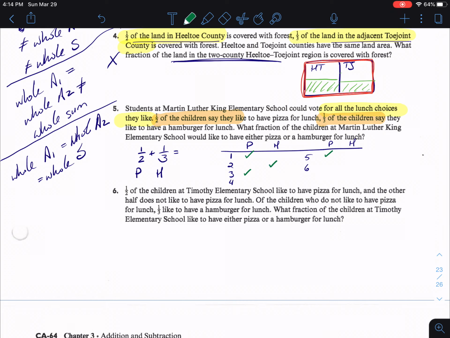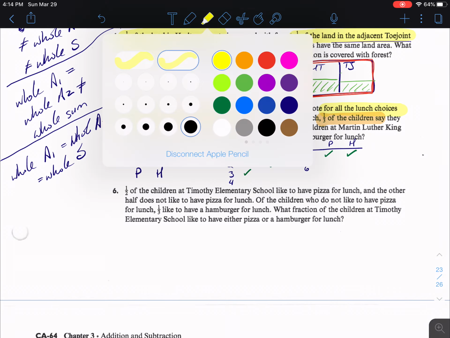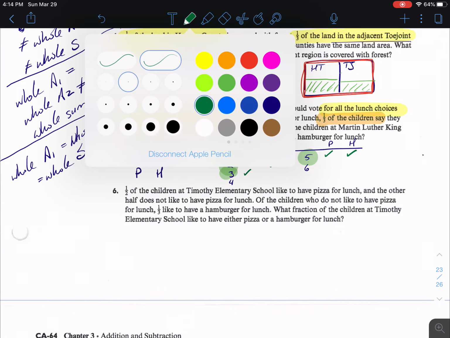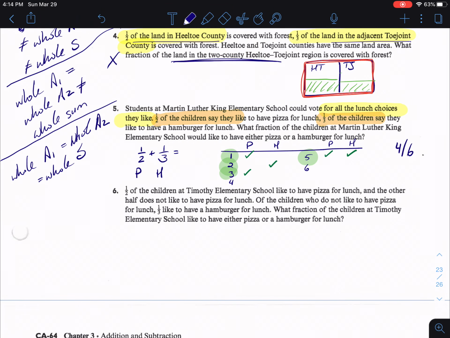Let's say student 2 voted for hamburger and student 5 voted for hamburger. So how many students voted for pizza or hamburger? 1, 2, 3, and 5. So we had 4 out of the 6 students voting for pizza or hamburger. But this would have given us 5 of the 6. So what went wrong? Pause the video and think about what went wrong. Well, what went wrong was this student who voted for both.